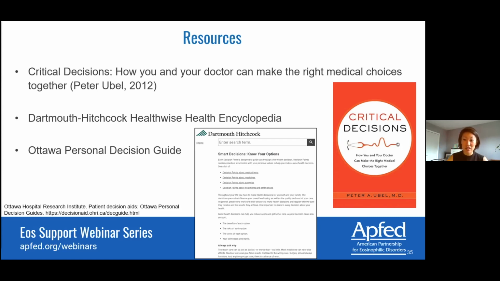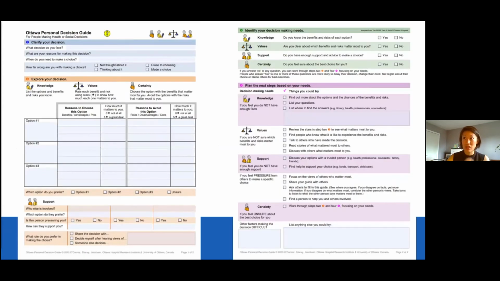And then finally, this is a little lengthy, but the Ottawa Personal Decision Tool is a cool tool that's designed to really help people walk through any health or social decision. It guides you through to assess your decision-making needs, think about what's important to you, and then plan the next steps. So I have the decision guide here. It's a little busy, but you can see even at the top left corner what decisions you have to face.